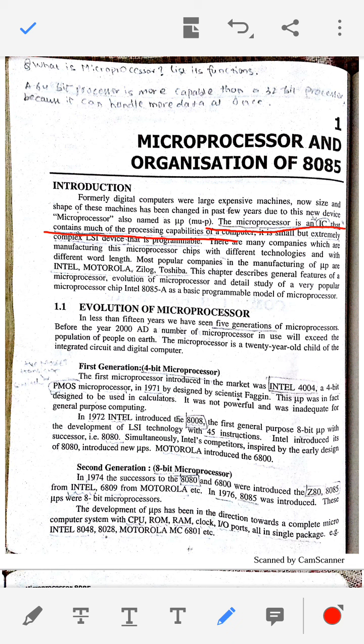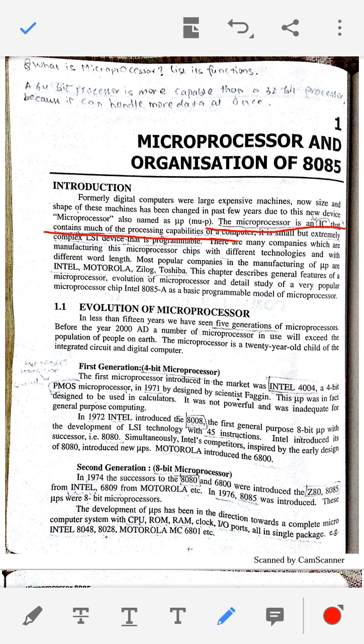Now we will start with evolution of microprocessors. In less than 15 years, there are 5 generations of microprocessors which we are going to learn. The first generation microprocessors were of 4-bit. 4-bit means in one go it can process data of up to 4-bit length. You know the difference between bits and bytes. This we have studied before. A bit can be 0 or 1.